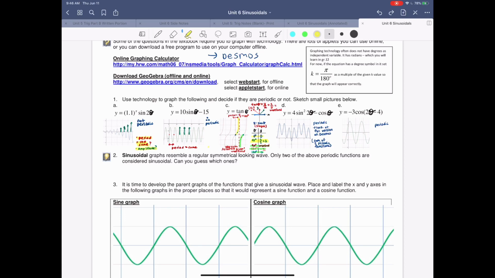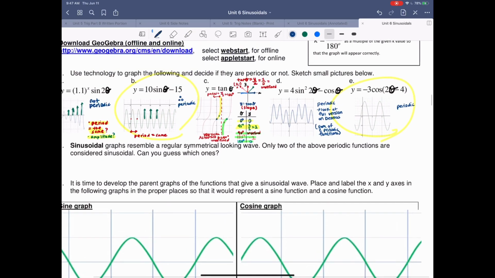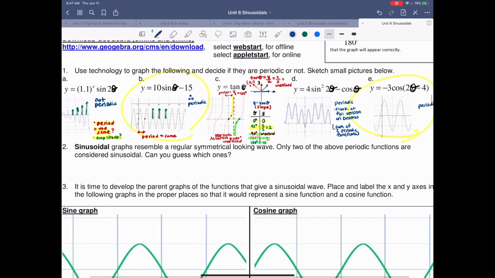So B and E are the only ones that are symmetrical. Think about if you are making those butterflies as part of the art project. That's what makes a symmetric. When you paint one side and you make the butterfly and then you fold it in half, you're going to get the exact same thing. Well, that's kind of what it means to be symmetrical.